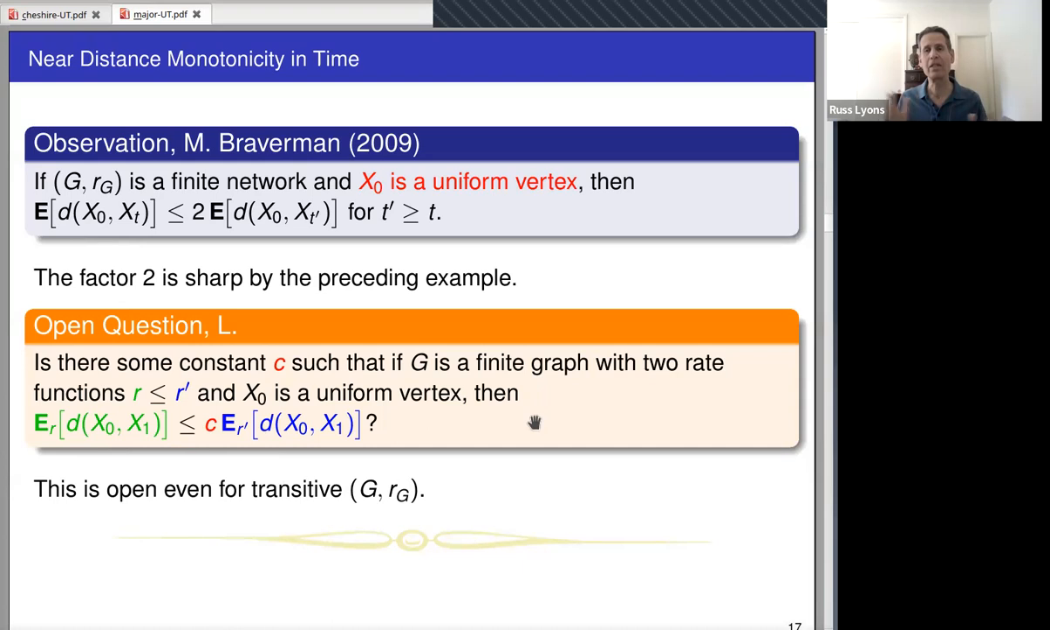And this is open even in the transitive case. I haven't worked on this very hard. I think it'd be really nice to prove. Okay, that's the end of this section, except this is going to be used in the next section.